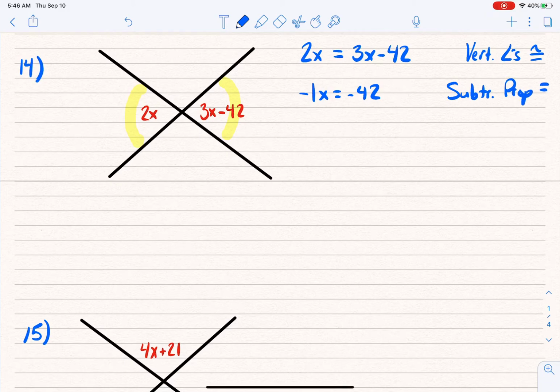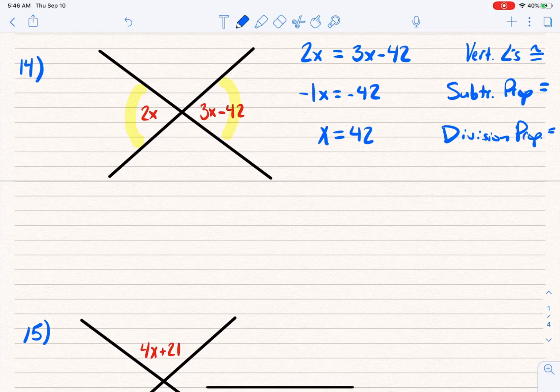Next, at this point, I just have to divide both sides by -1, which would give me x is equal to 42. And that's the division. Or you could say you multiplied by -1. That would be no different. Give you the same result. Division or multiplication property of equality. And so now I know what x is. I know that x is 42.